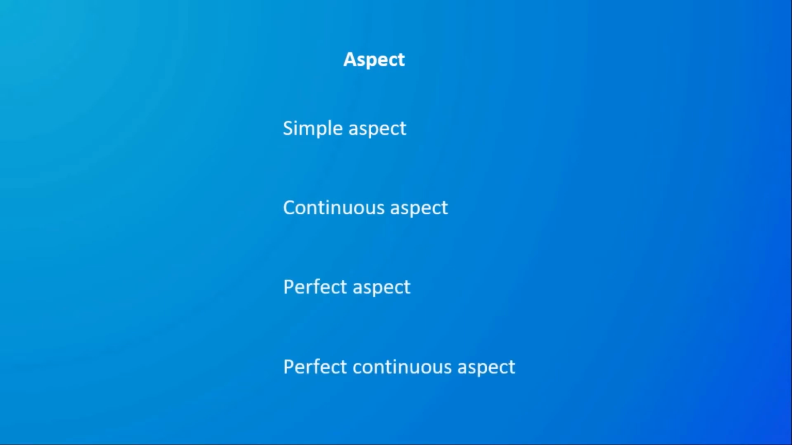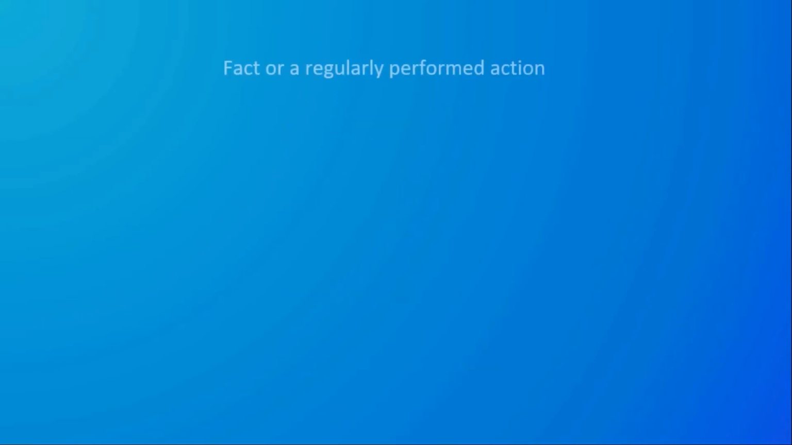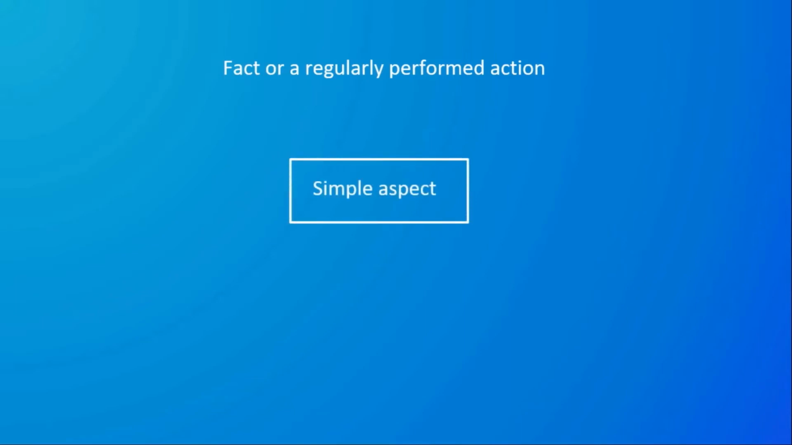We have four aspects in English: the simple aspect, the continuous aspect, the perfect aspect, and the perfect continuous aspect. If the verb expresses a fact or a regularly performed action, where we are not giving importance to when the action started or finished, we refer to this as the simple aspect.